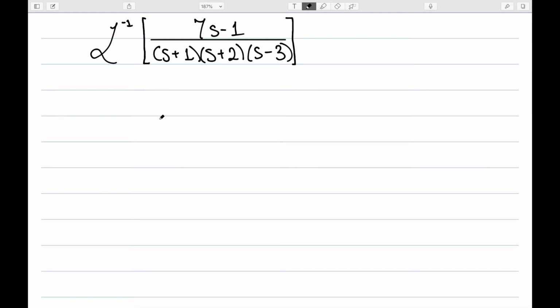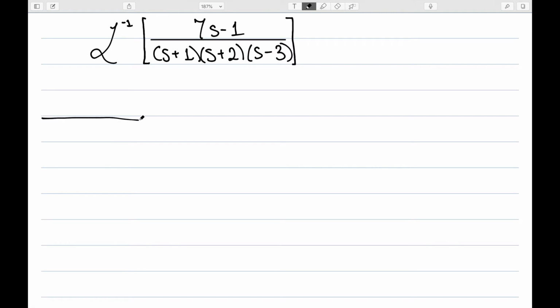Let's look at taking the inverse transform of (7s - 1) over (s + 1)(s + 2)(s - 3). In order to do this, we're going to have to deal with partial fractions. And we notice the denominator is all linear, and we have none repeated.